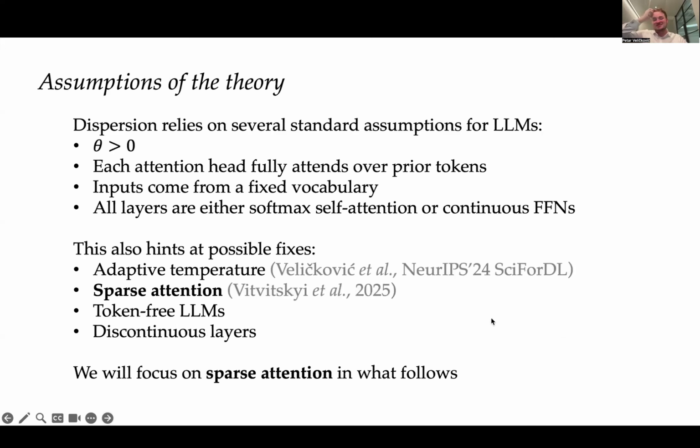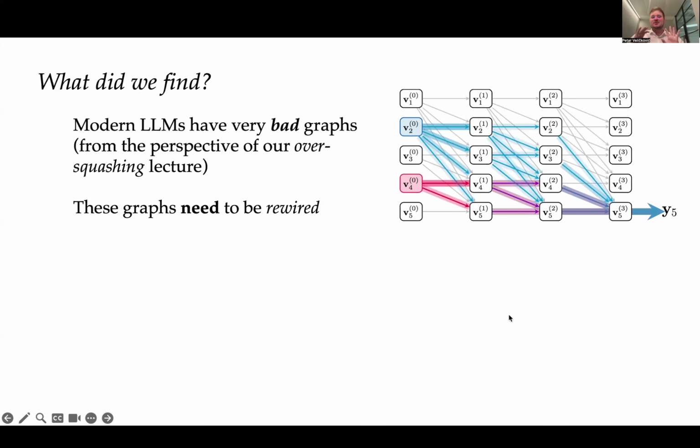And this also hints at possible fixes like adaptive temperature, sparse attention, having LLMs without tokenizers, or even layers with discontinuities in them. But we'll focus on the sparse attention, which was exactly what was Vinish's question in the chat. So great foreshadowing. And this was a paper that very recently we put on the archive where Alex Vivitsky was the first author. So just to be clear, what did we find?